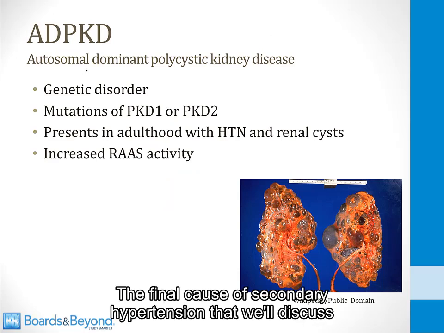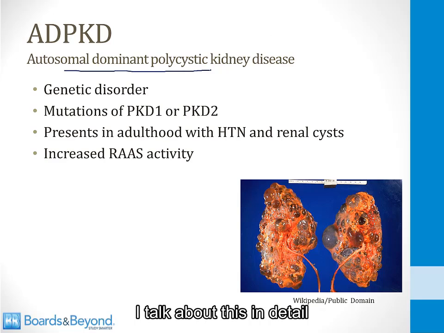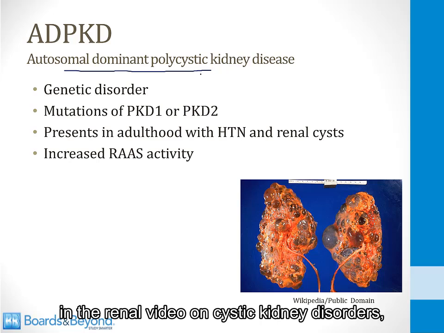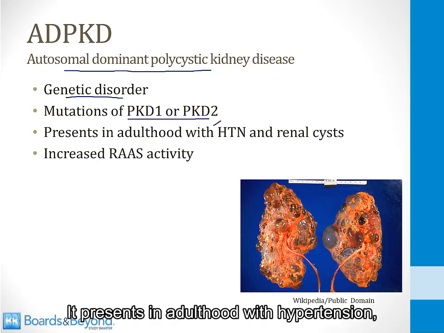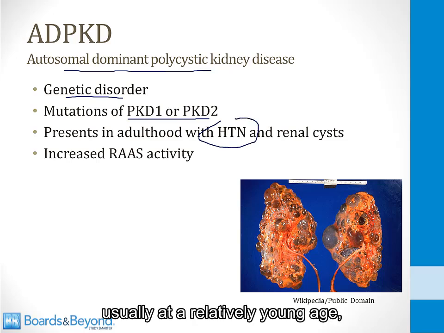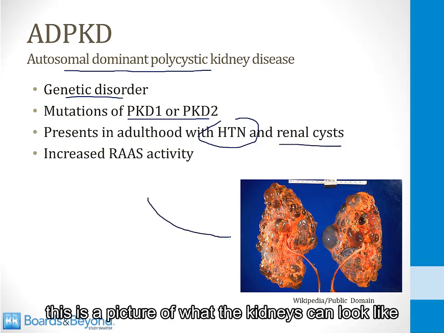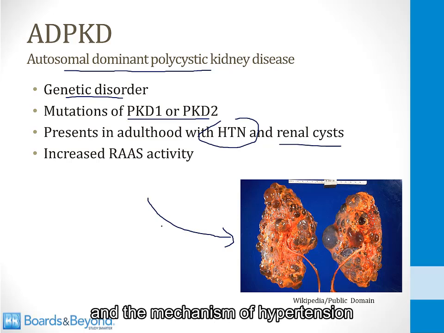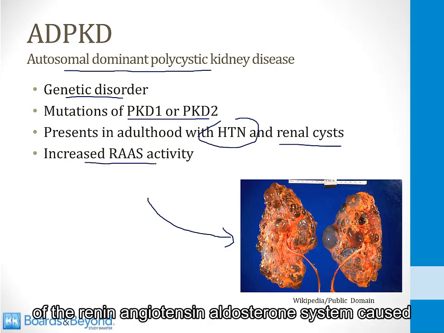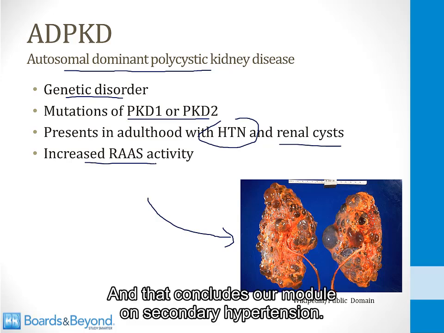The final cause of secondary hypertension that we'll discuss is autosomal dominant polycystic kidney disease. I talk about this in detail in the renal video on cystic kidney disorders. This is a genetic disorder that results from mutations of the PKD1 or PKD2 genes. It presents in adulthood with hypertension, usually at a relatively young age, and imaging of the kidneys will show evidence of extensive renal cysts. This is a picture of what the kidneys can look like in a patient with polycystic kidney disease. And the mechanism of hypertension is believed to be increased activity of the renin-angiotensin-aldosterone system caused by the presence of the cysts. And that concludes our module on secondary hypertension.